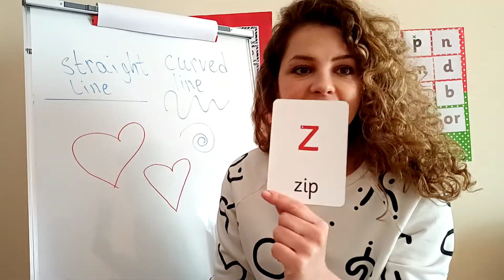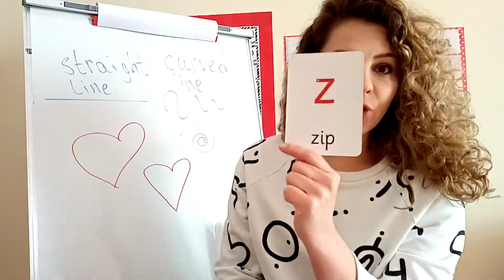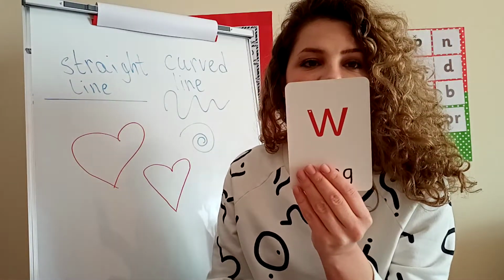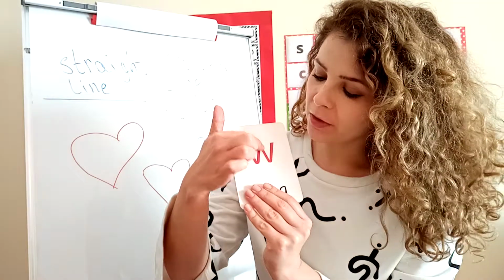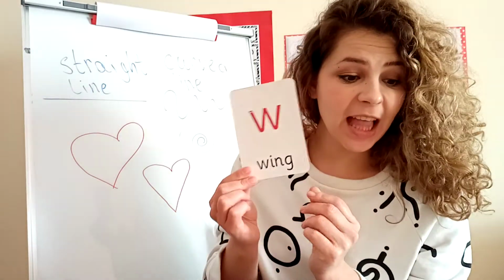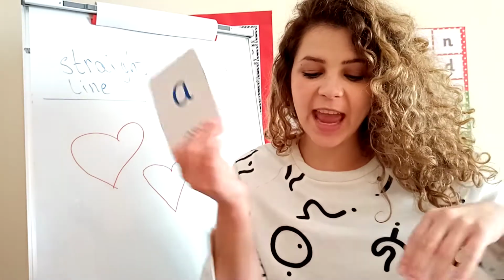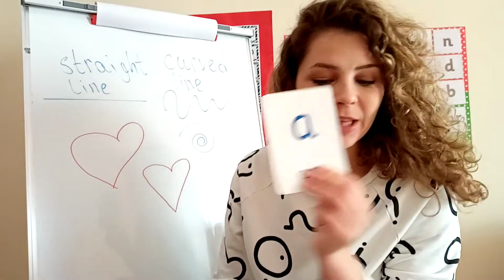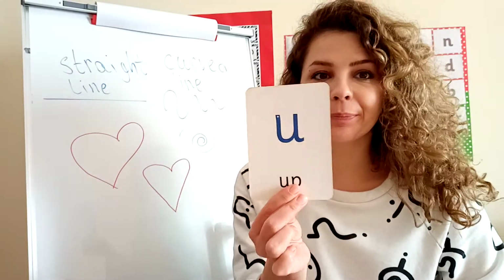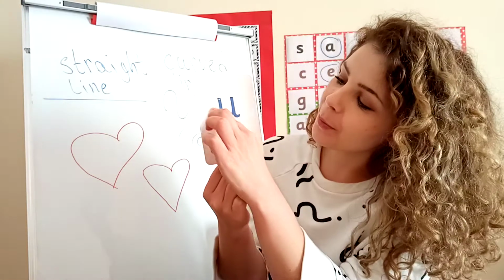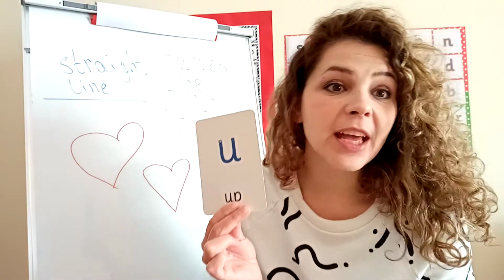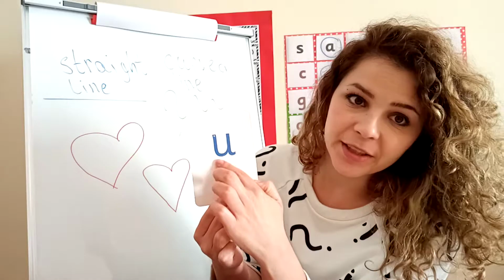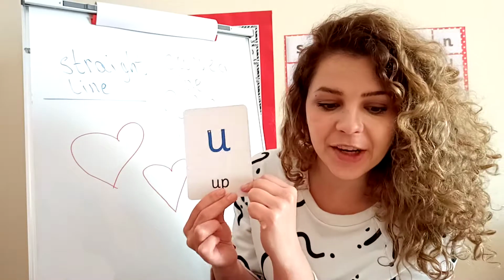Then we have letter Z, sound Z. Three straight lines. Then let's see what else we have. W. Straight, straight, straight, straight. Four straight lines. Then we have A, made of curved lines. How about up? Well, up has both straight and curved lines, yes? These two would be straight, but this part is curved, and so is this little part here.